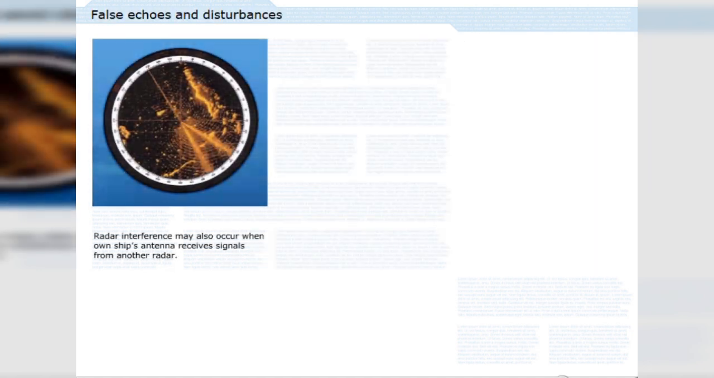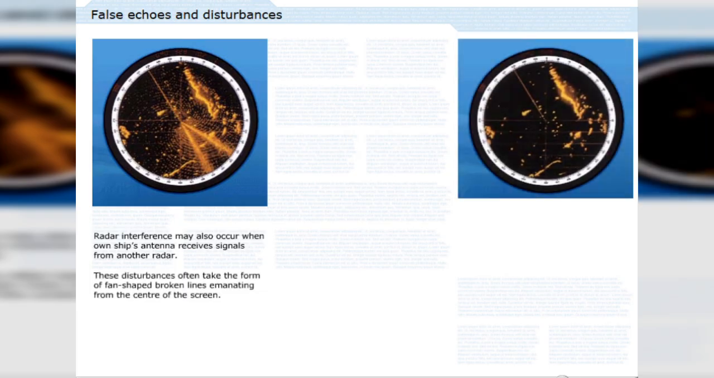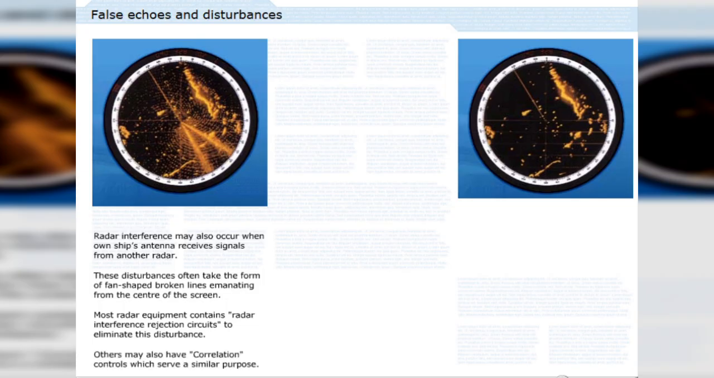Radar interference may also occur when own ship's antenna receives signals from another radar. These disturbances often take the form of fan-shaped broken lines emanating from the center of the screen. Most radar equipment contains radar interference rejection circuits to eliminate this disturbance. Others may also have correlation controls, which serve a similar purpose.